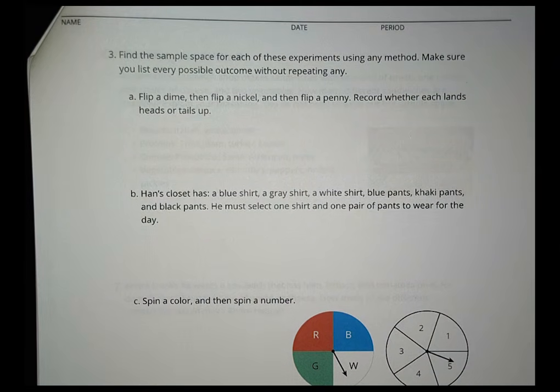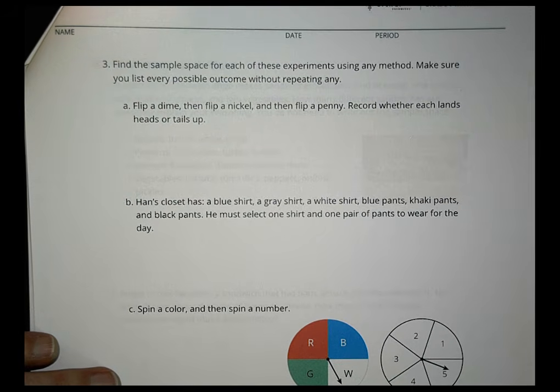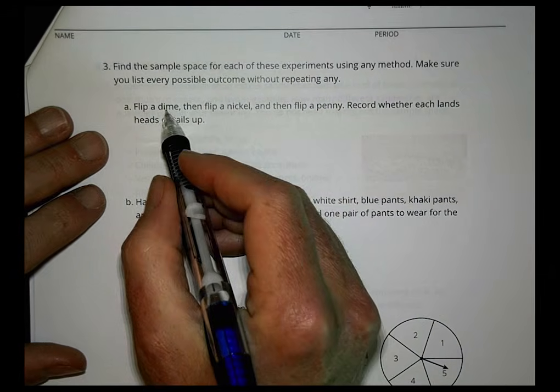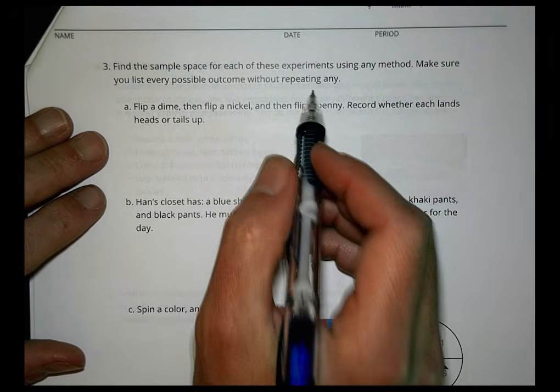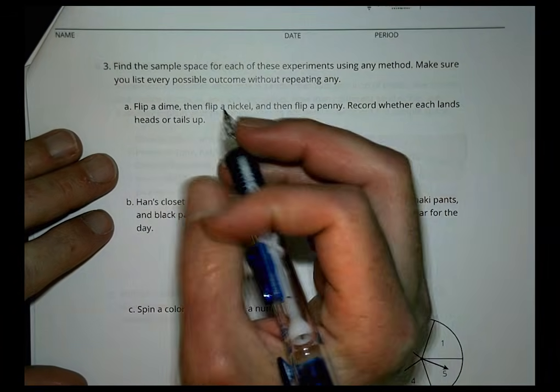This next one says, find the sample space for each of these experiments using any method. Make sure you list every possible outcome without repeating any. Now this could take a little bit of time, and again you get to decide which method you prefer. In our first one, we're going to flip a dime, then flip a nickel, and then flip a penny, and record whether each lands heads or tails up.